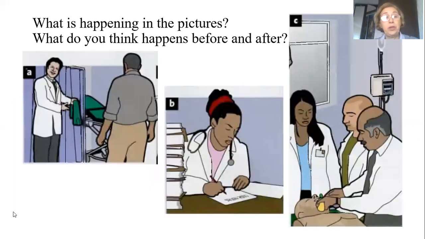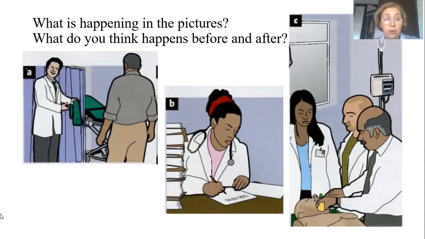Here we can see three pictures illustrating what is happening in a hospital, and we should answer the questions. So, Tala, hello Tala. We should answer the question: what is happening in the pictures, and what do you think happens before and after?